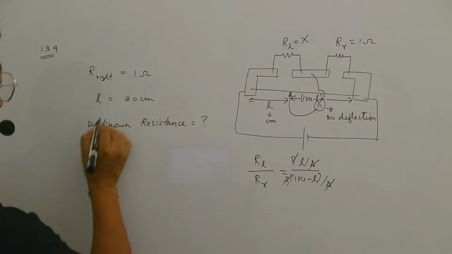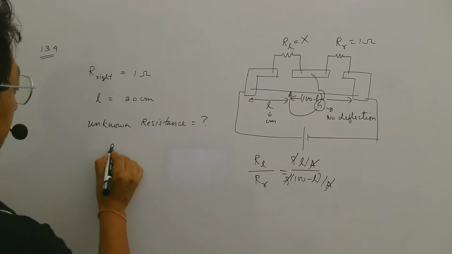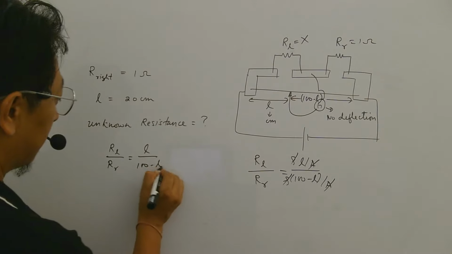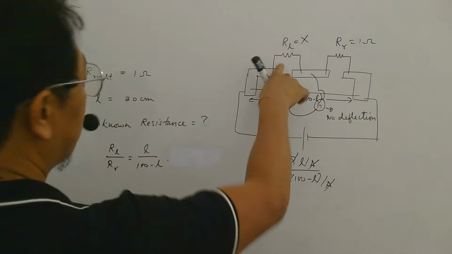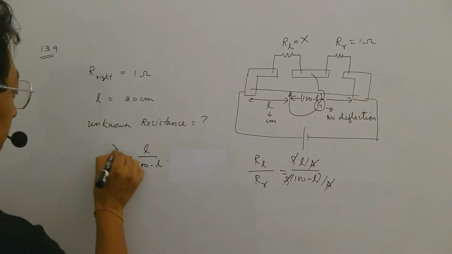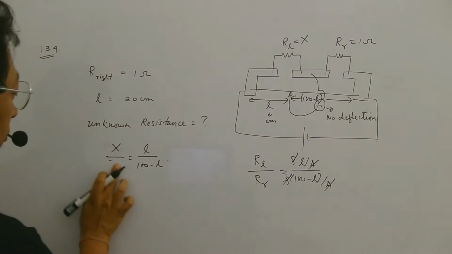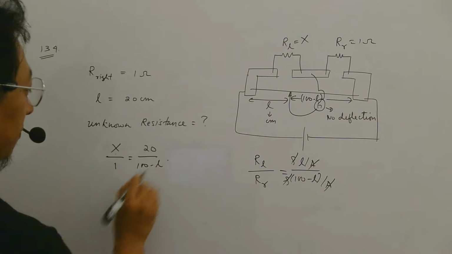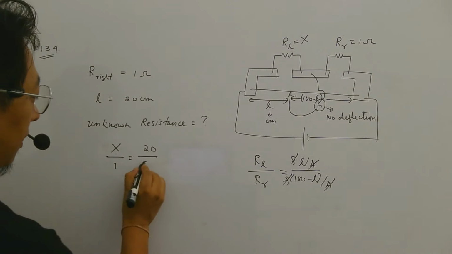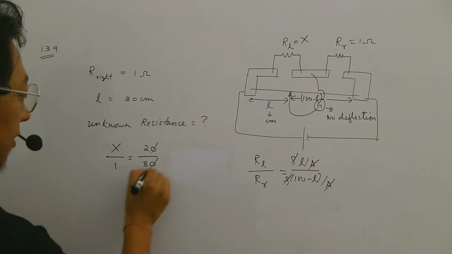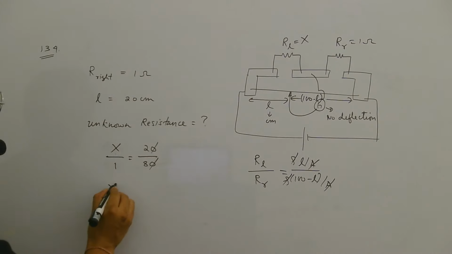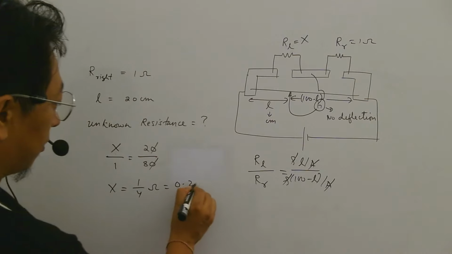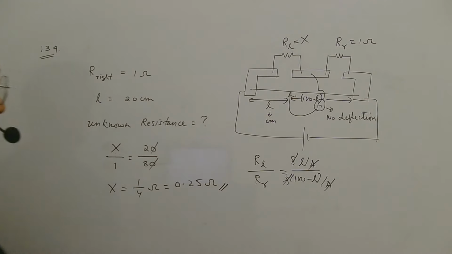So here resistance of left gap by resistance of right gap is L by 100 minus L. In the left gap, what is the resistance? Unknown resistance. On the right gap, it is 1 ohm resistance. Balance length is 20 centimeter, 100 minus 20 will be 80 centimeter. Centimeter cancel. So X will be 1 by 4 ohm, which is 0.25 ohm, isn't it?